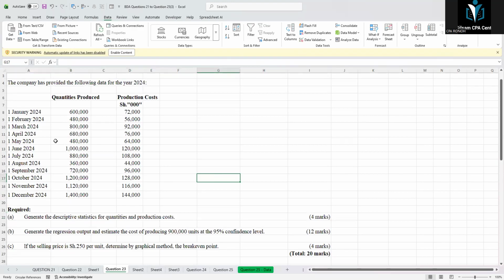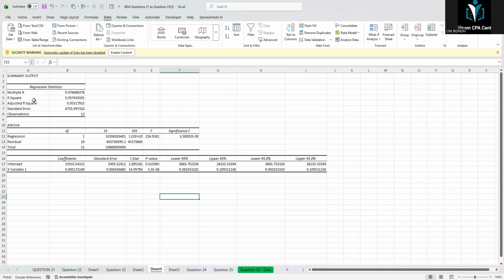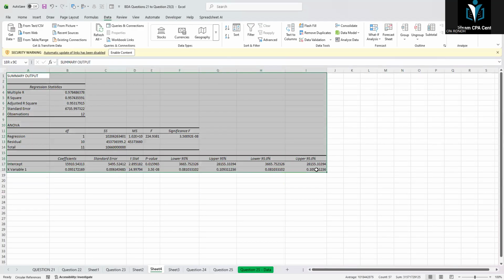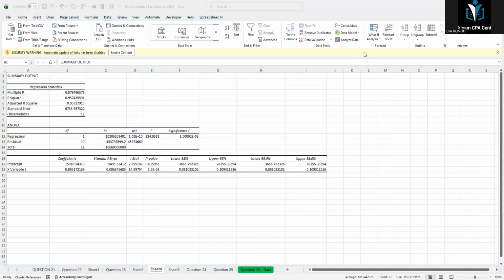So for descriptive statistics we find these values. Management accounting and quantitative analysis, the application is the same. The application is the same. So let's go.